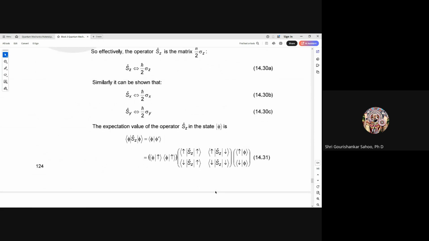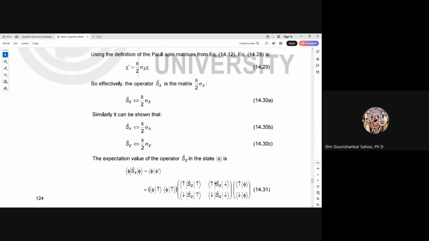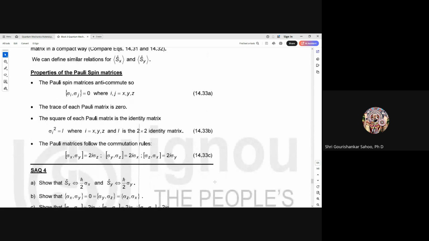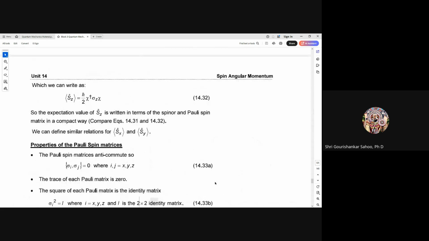Okay, and your Sx cap can be written as h cross by 2 sigma x, Sy cap is equal to h cross by 2 sigma y, and Sz cap is h cross by 2 sigma z, where sigma x, sigma y, and sigma z are Pauli spin matrices. And Pauli spin matrices anti-commute, and you can write sigma i sigma j plus sigma j sigma i is equal to 0, where i, j is x, y, or z. And the trace of each Pauli matrix is equal to 0. You can see here the Pauli matrix.